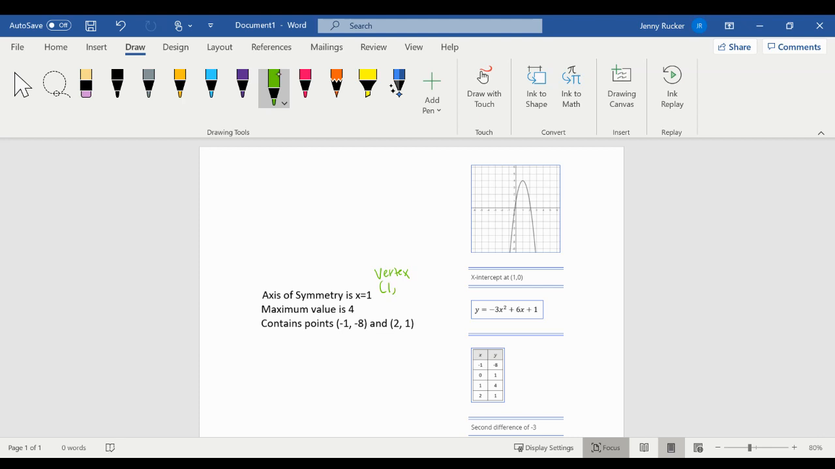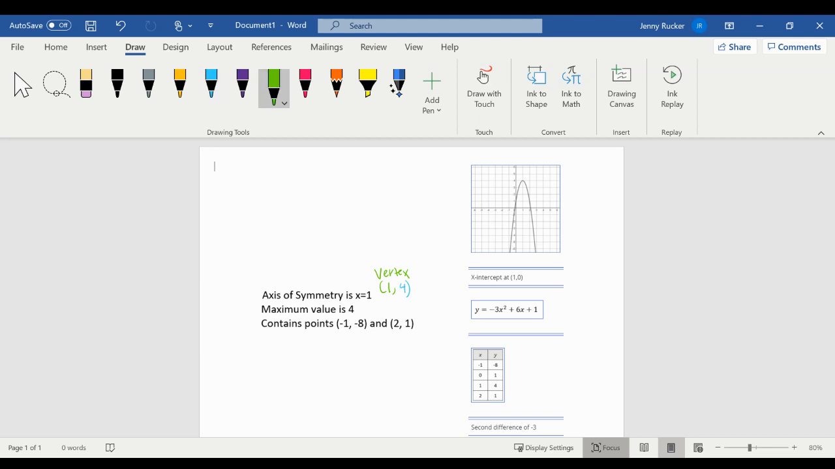Then we are told it has a maximum value of 4. This means that the y value of my vertex must be 4. We are also told two other points that lie on the parabola. Let's take a look at our options and see which ones might be true.